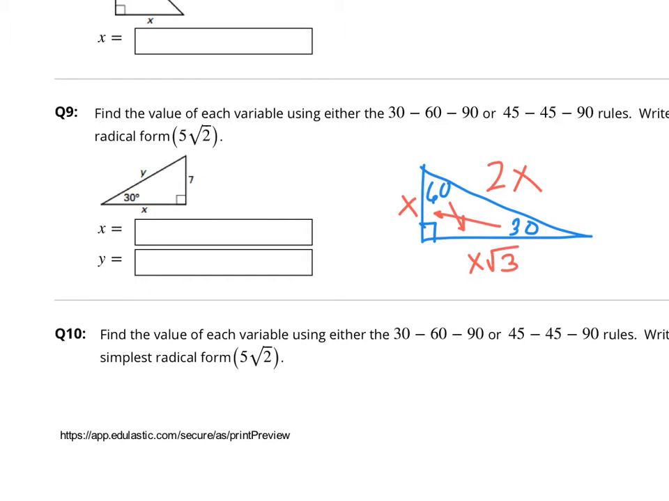Okay? So to figure out your x, this is going to be your long side because this is the 60 degree right here. This is the 30, so that's a short side. So just like here, what do you do with the short side to get the long side? Do that here. And then for y, what do you do with the short side? We doubled it here, so double it there.